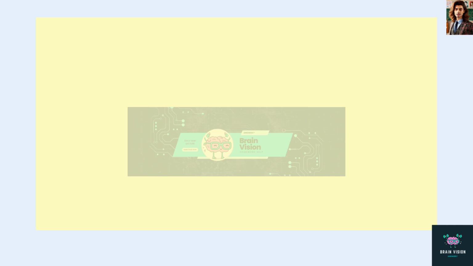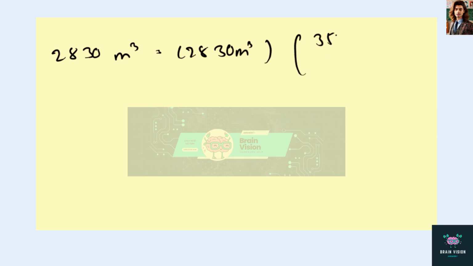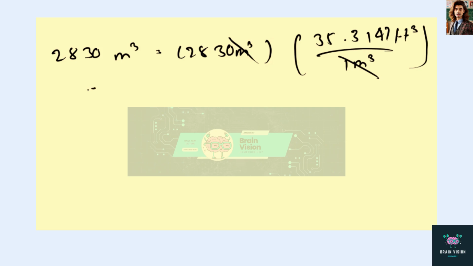In 1 cubic meter, we have 35.3147 feet cubed. And then we can convert our cubic meter to cubic feet. So 2830 meters cubed is 2830 meters cubed multiplied by 35.3147 feet cubed divided by 1 meter cubed. That gets rid of our units, of course. So then we have 9.9 times 10 to the 4 feet cubed.